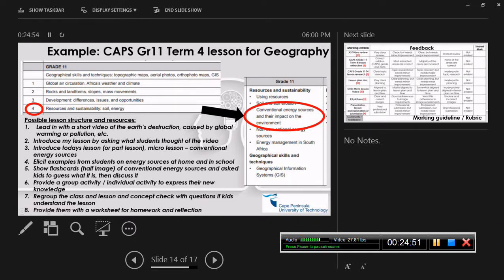Then lastly, you provide them with a worksheet for homework and reflection. And after this, you can tell them there will be a test on such and such a day where you're only focusing on the one, or you're going to cover all these lessons and give one test or assessment at the end. So this is just a very simple example of how I extracted from geography, grade 11, term 4.